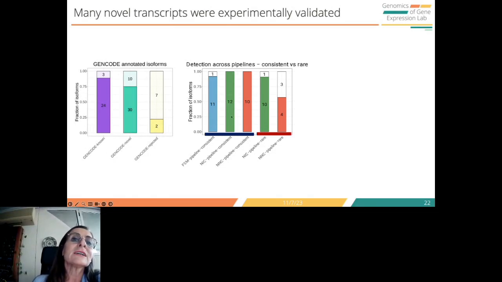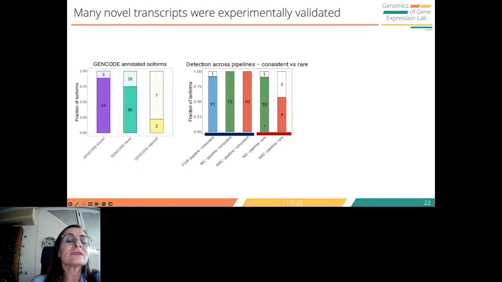And then when we looked into the data, the results were really interesting, because we validated most of the full splice matches of the known transcripts. It was only one that we missed, but it was a very good validation rate. But also for those novel in catalog and novel not in catalog that were consistently detected by many pipelines, we validated them all. What was really surprising was when we tried to validate those novel in catalog and even novel not in catalog transcripts that were detected in very few pipelines, like one or two, maximum three.